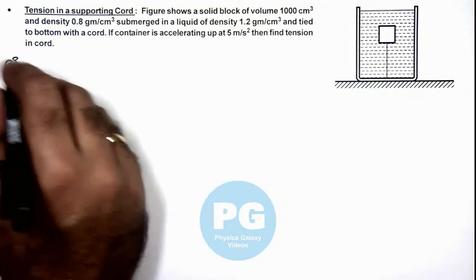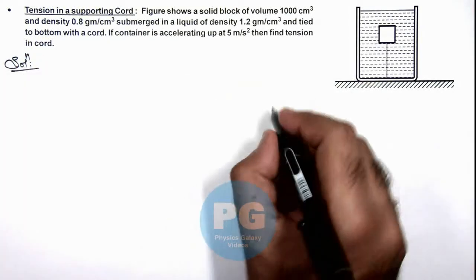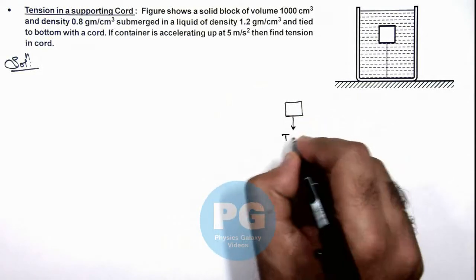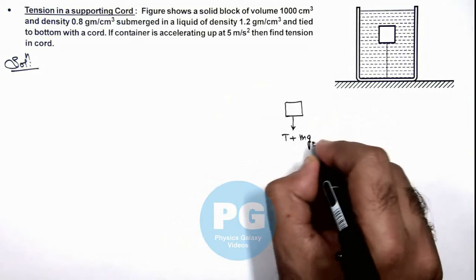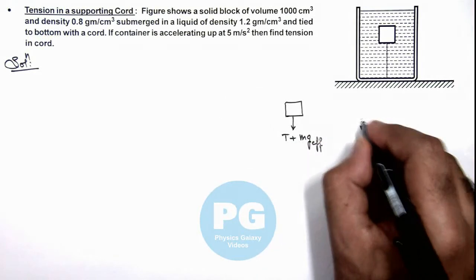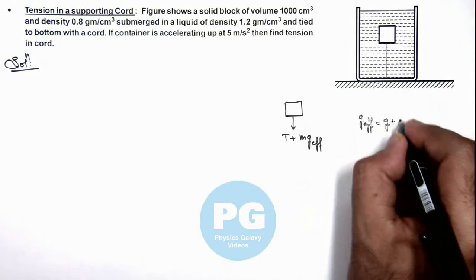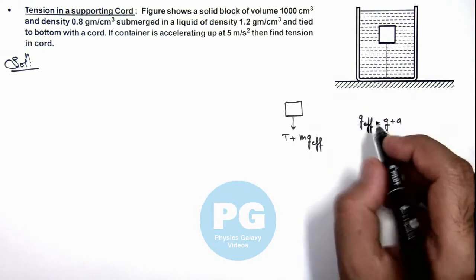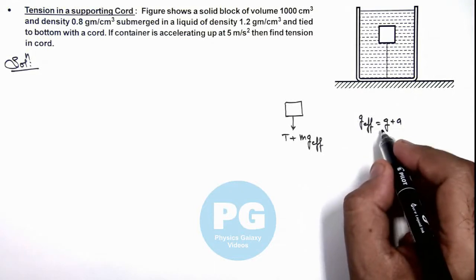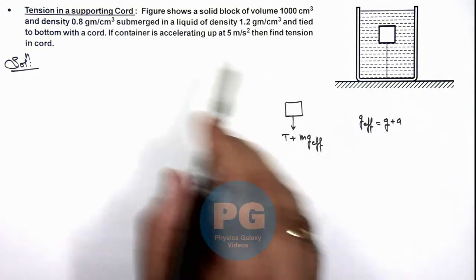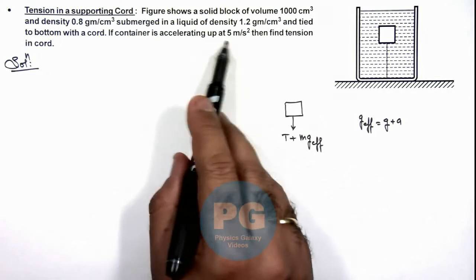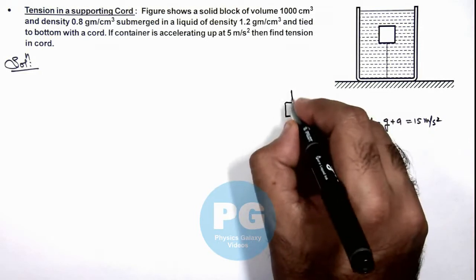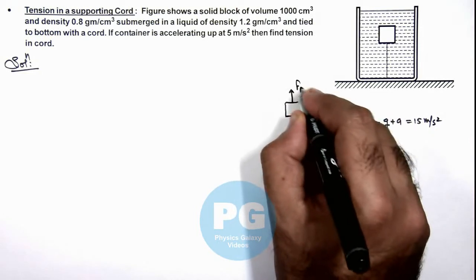So in this situation, first we can draw the free body diagram of this block, on which in the downward direction the force will be tension plus mg effective, where g effective is equal to g plus a, as the container is accelerating up with acceleration a. So here g is 10 meter per second square, and the acceleration is given as 5, so it will be 15 meter per second square, and in the upward direction the block will be experiencing the buoyancy force.